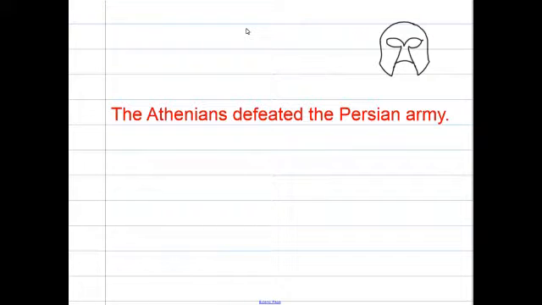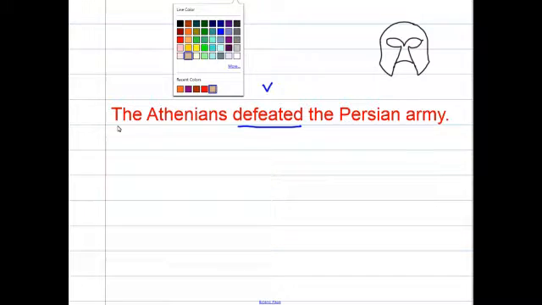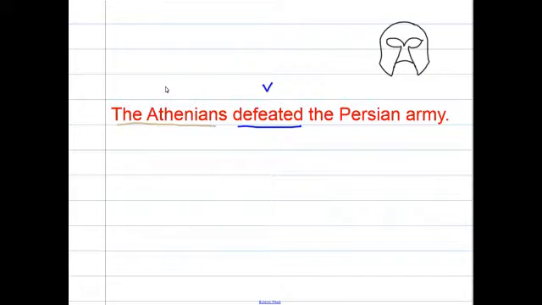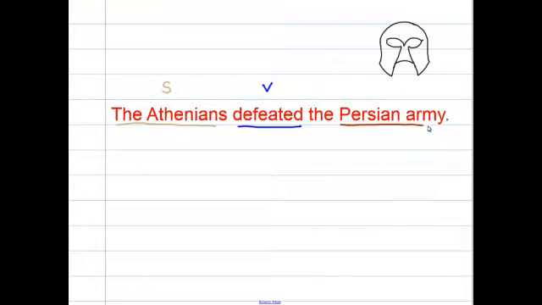The Athenians defeated the Persian army. Now this is a straightforward active sentence. We've got our verb defeated in the past tense here. We have our subject, which in this case is the Athenians. And we have our object, which is the Persians. They were the thing being defeated. Well, the Persian army. Let's use the Persian army. So the Athenians defeated the Persian army.